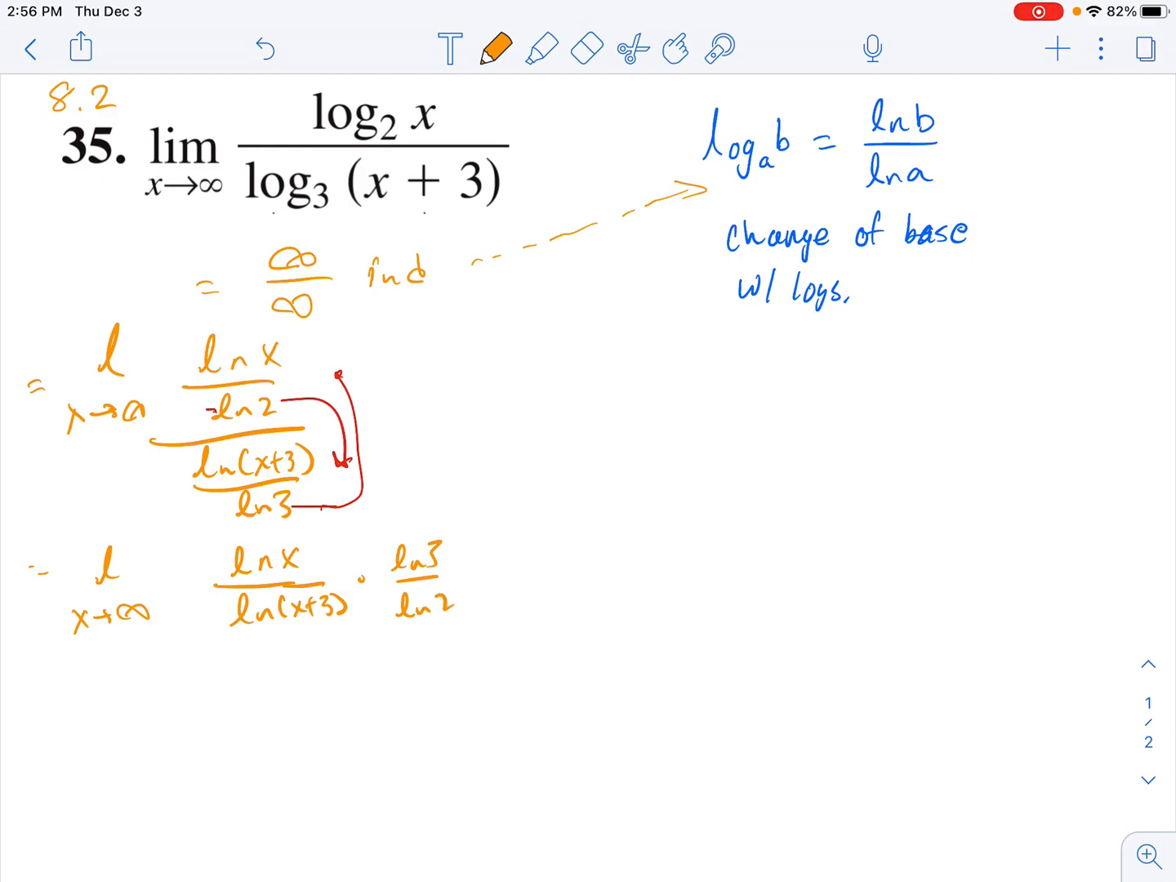What's nice is now this is just a constant, and because it's just a constant, we don't have to worry about taking any limit with that. So that's equal to ln of 3 over ln of 2 times the limit as x goes to infinity of the natural log of x over the natural log of x plus 3, which, when I evaluate that limit, I would still get infinity over infinity, which is an indeterminate form. And so now I'm going to use L'Hopital.